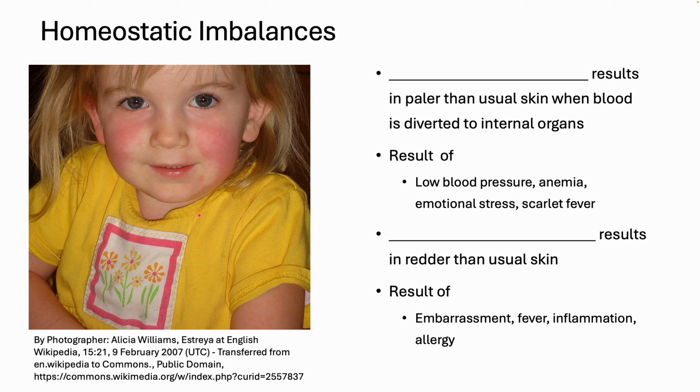On the other spectrum of color, we can have what is known as pallor. This results in paler than usual skin when blood is ultimately diverted to your internal organs. So this pallor, known as blanching, can be caused by emotional stress. Oftentimes, people will be described as white as a sheet, caused by low blood pressure, anemia.